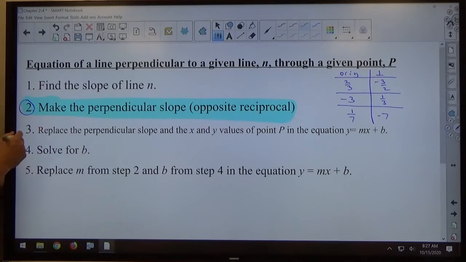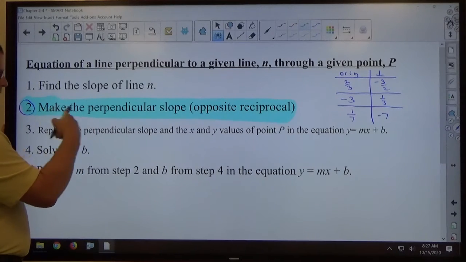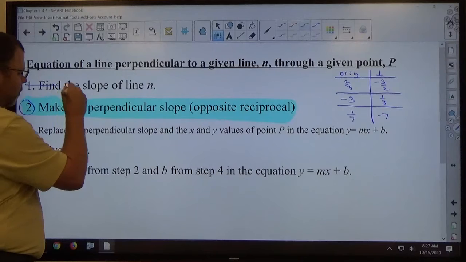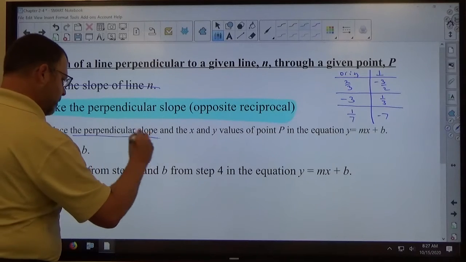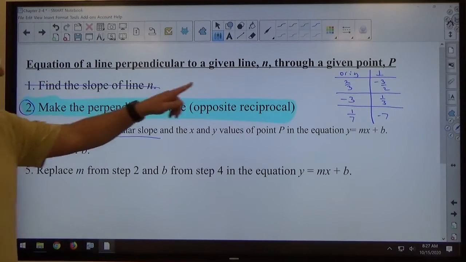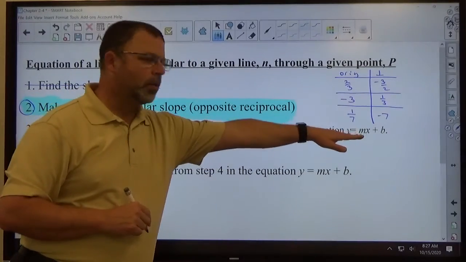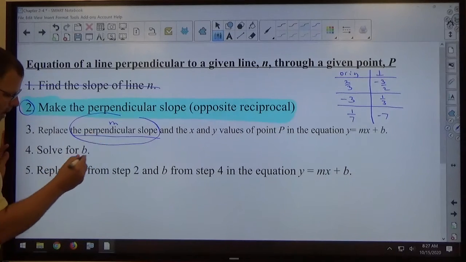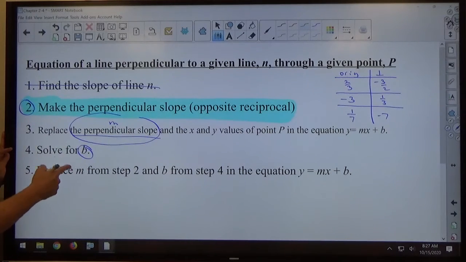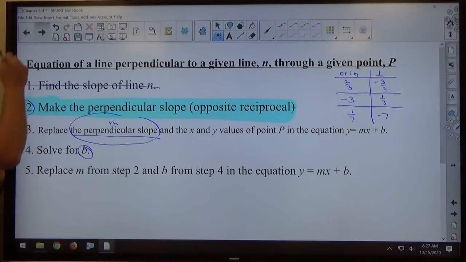And then this also is slightly different. We're replacing the perpendicular slope. So once we find this, I usually strike this one out in my work. I find the slope somewhere, I make the perpendicular slope, then I strike that out so I don't want to use it. Because once I've done step 2, this slope is no longer of importance to me. All right? So I'm going to replace the perpendicular slope, that'll be M, and X and Y into this, and the X and Y from point P into the Y equals mx plus B equation, solve for B, and then replace this slope and this Y-intercept. It says slope from step 2. Yeah, so step 2.